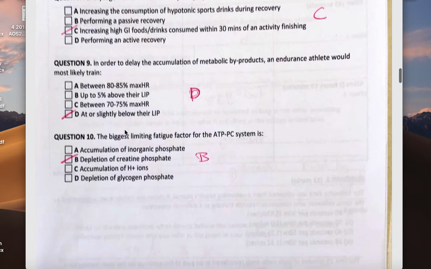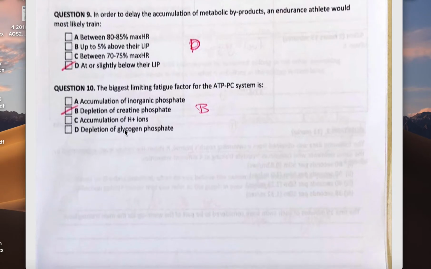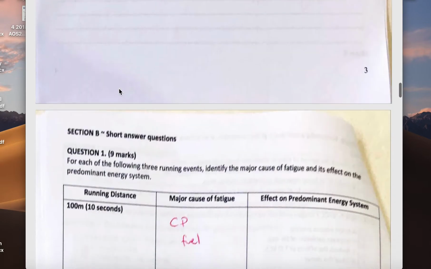So D is the correct answer there. And then finally, the biggest limiting factor for the ATP-PC system, we obviously don't have any glycogen involved in that system. There's no hydrogen ion, so it's either A or B. Yes, we do build up some inorganic phosphates, but depleting creatine phosphate is the biggest limiting factor.